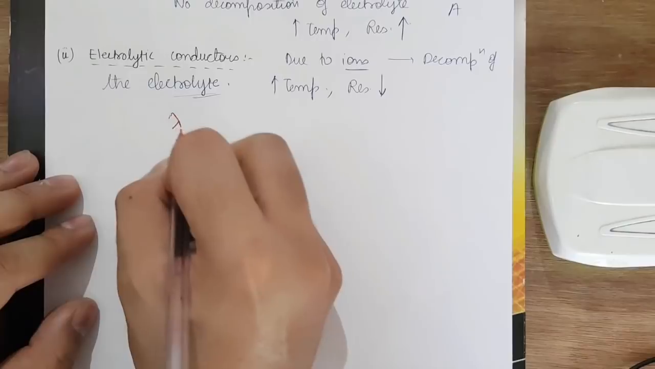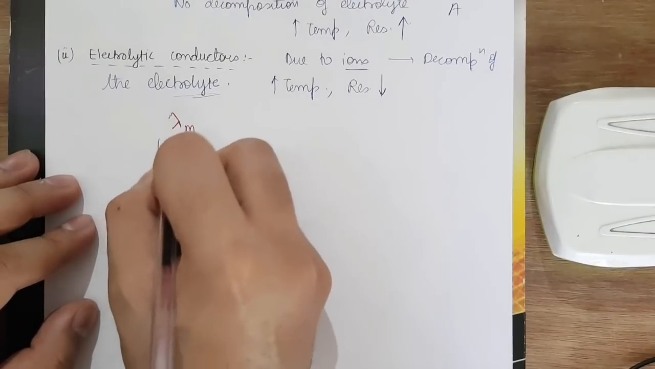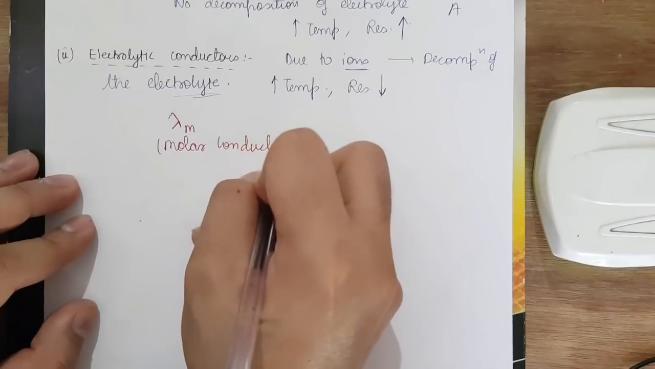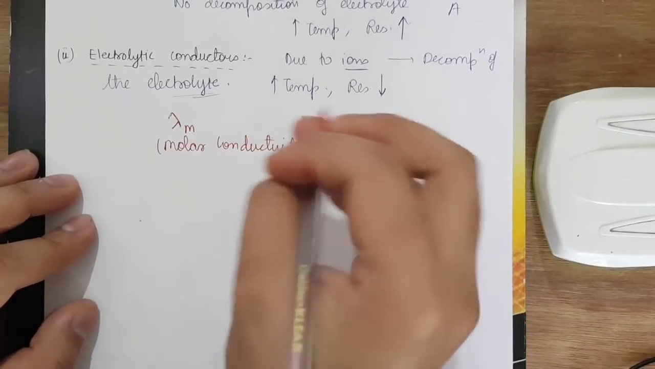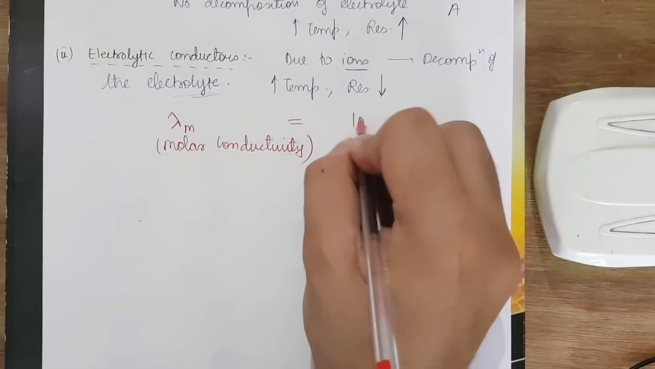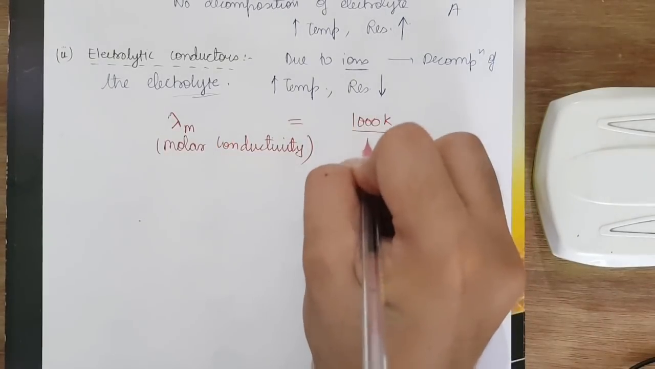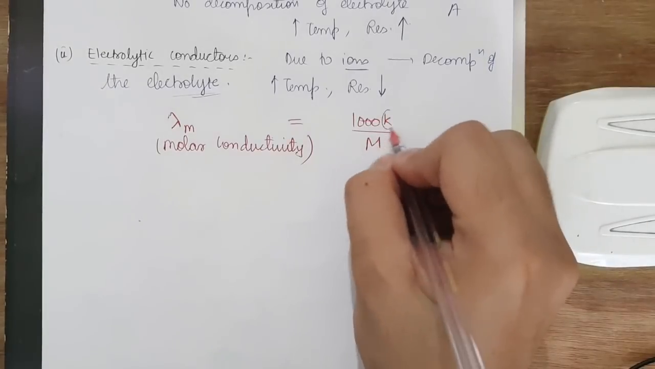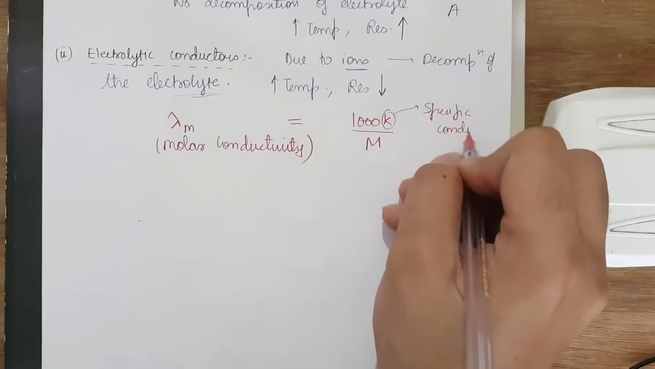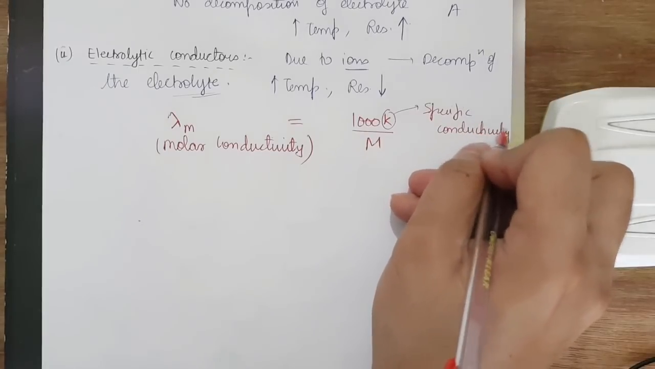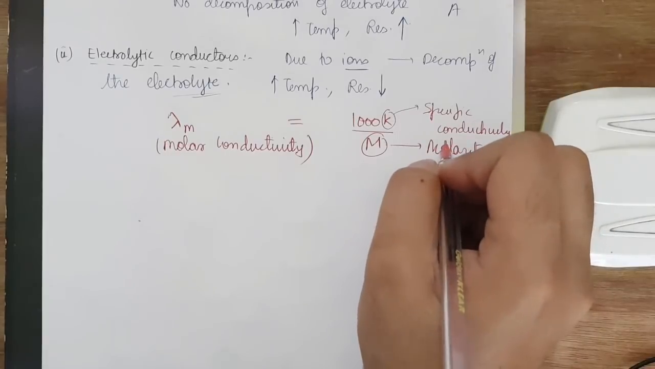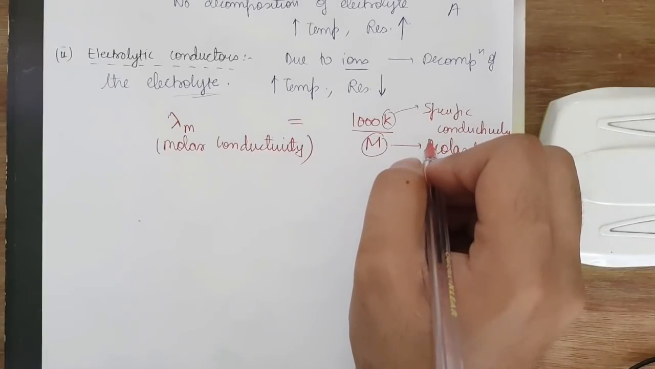So we have lambda m, which is known as the molar conductivity. Now these two formulas are very important. I shall be taking a very important question also, so please make sure you understand it. We have lambda m, which is equal to 1000 K by M, where K is the specific conductivity and M is the molarity or the concentration for the given solution. As simple as that, just a formula has to be used.